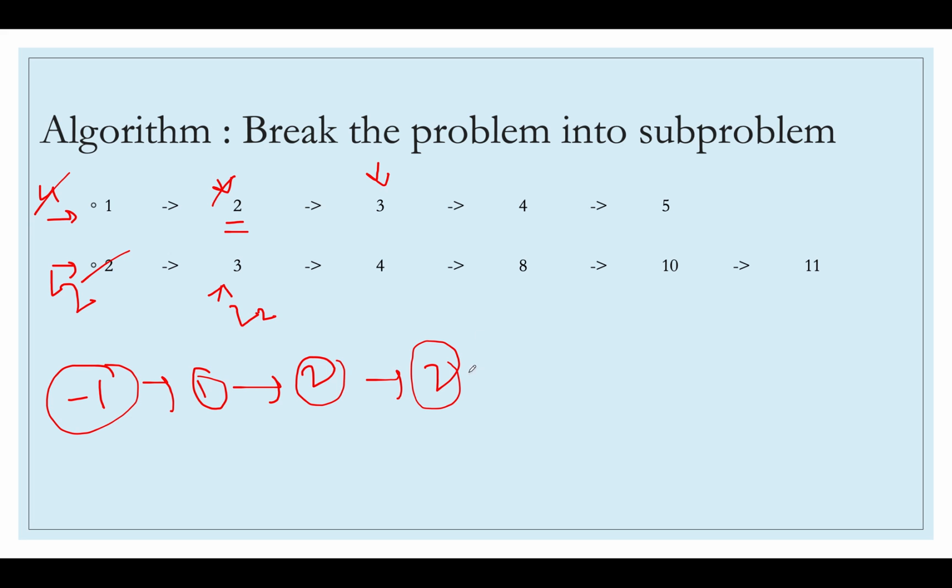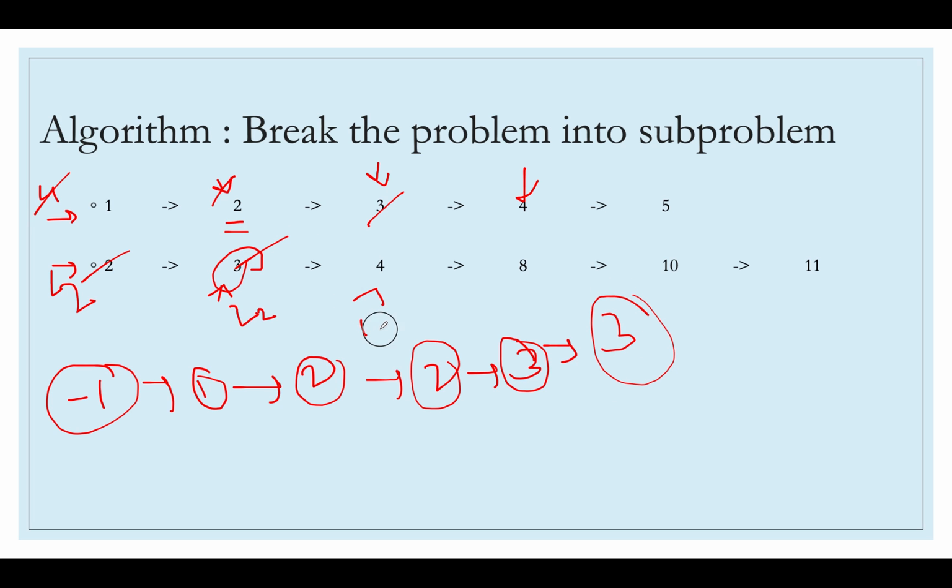And which one is the lower one? 3 and 4, 3 is the lower one. Attach 3, move ahead. We get to the next position. L2 is here, L1 is here. Lower one is 4. Attach it. Done. Move ahead. 5 and 4, which one is the lower one? 4 is the lower one. Attach 4 and move ahead.